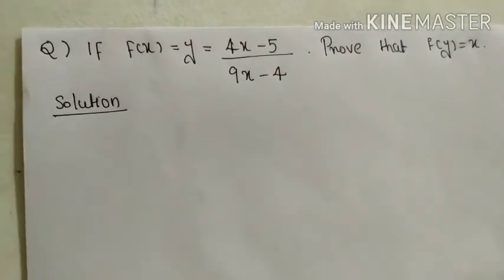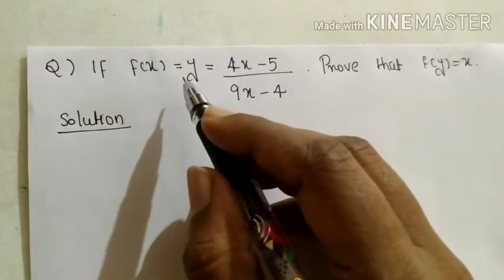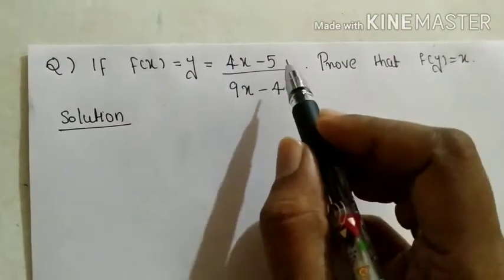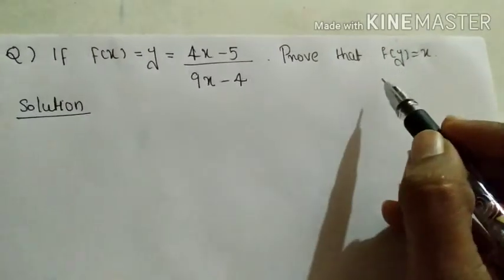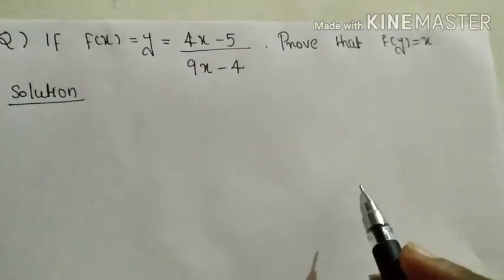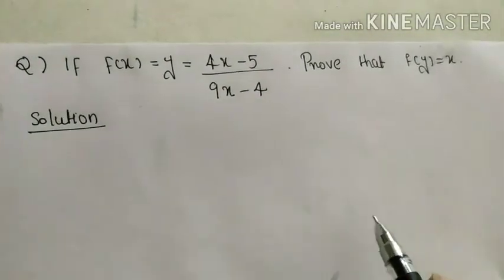This is our third question. If f(x) = y = (4x - 5)/(9x - 4), we need to prove that f(y) = x. So let's start the solution of this question.